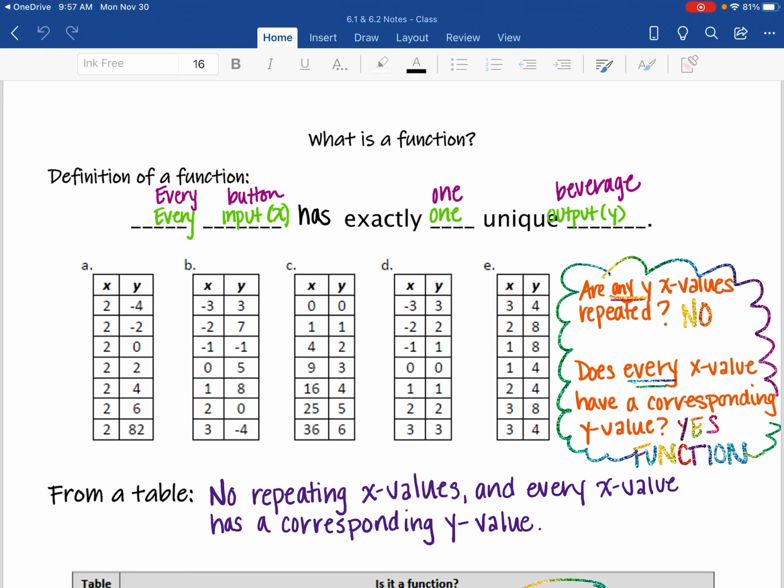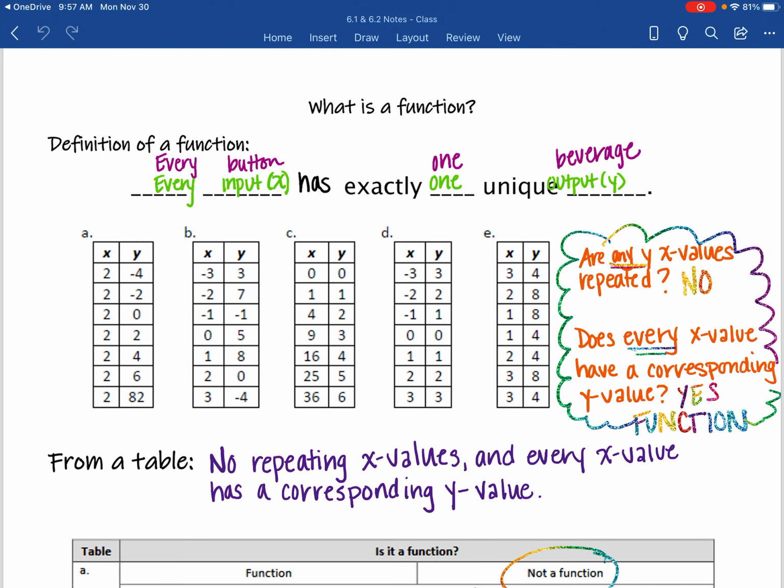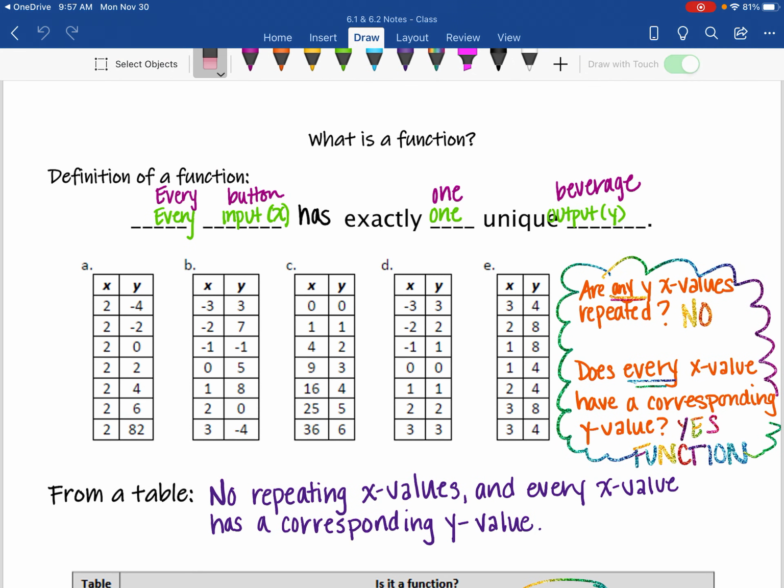But for our purposes in algebra, a function is when every input or every x value has exactly one unique output or y value. Okay, so we're going to look at two different representations: tables and graphs. We want to be able to determine by looking at the table or the graph whether or not they are a function. And there's not a lot of work that goes into this. It should be very quick.